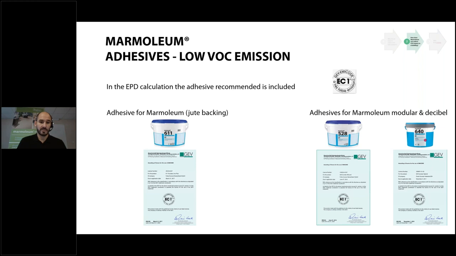So for the jute backing, we recommend the 611. This product is EC1 Plus labeled EMICODE. And for modular and decibel with a different backing, an acrylic adhesive, the 528 or the 640, and it's the same. These products are EC1 Plus. EC1 Plus means that the VOC emission is lower than 60 microgram per cubic meter.